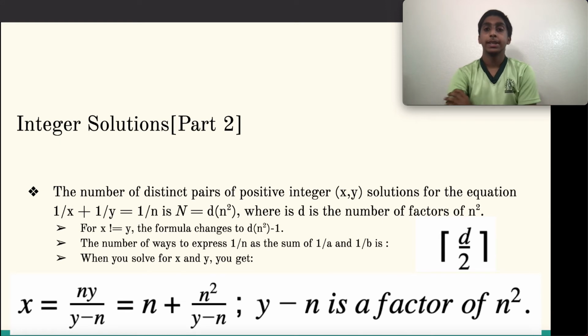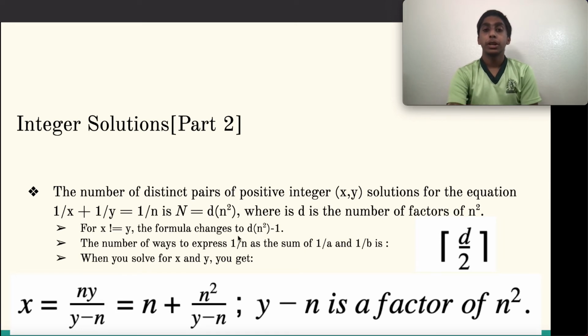So what they're telling us here is we have an equation: 1 over x plus 1 over y is equal to 1 over n. And the number of distinct pairs, so the number of solutions for this equation, is going to be given by d of n squared. So for n squared, you're simply taking the denominator and squaring it, and d is the number of factors for this n squared. For when x is not equal to y, the formula will change to d of n squared minus 1.